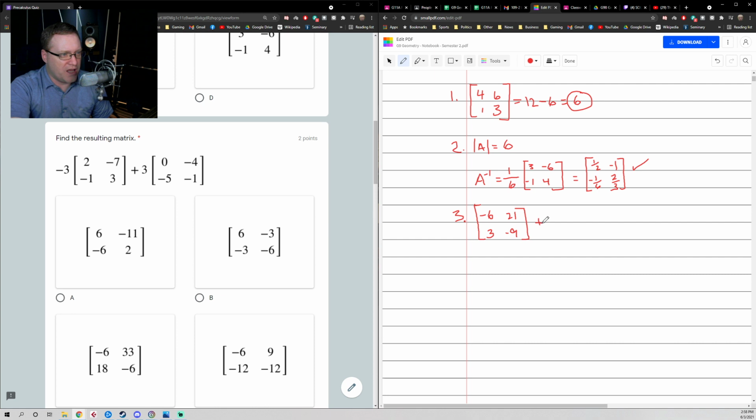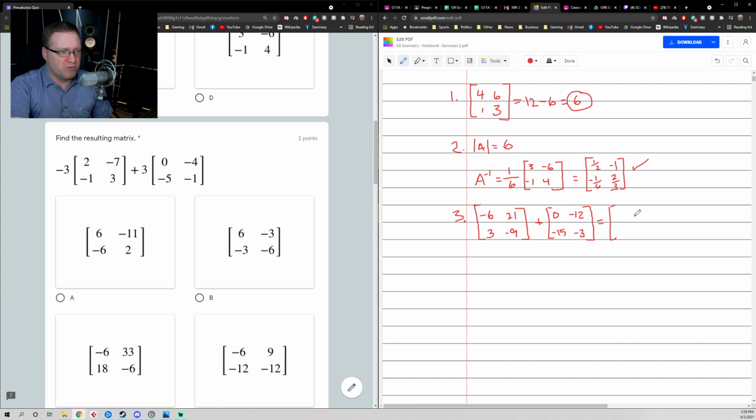Then we're going to add, and we're going to do 3 times everything in this matrix. So 3 times 0 is 0. 3 times -4 is -12. 3 times -5 is -15. And then 3 times -1 is -3. And then finally, we just need to add these two together. Just add them together.